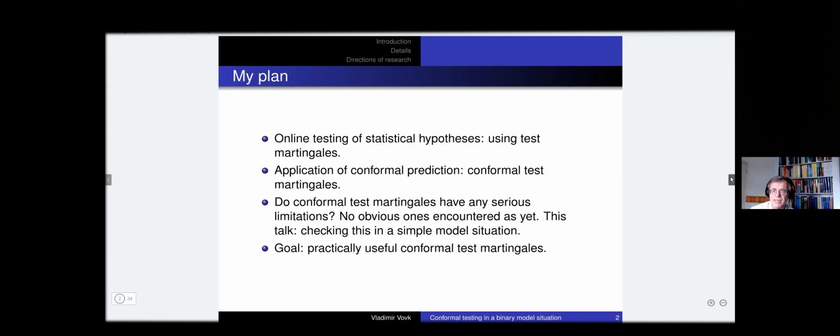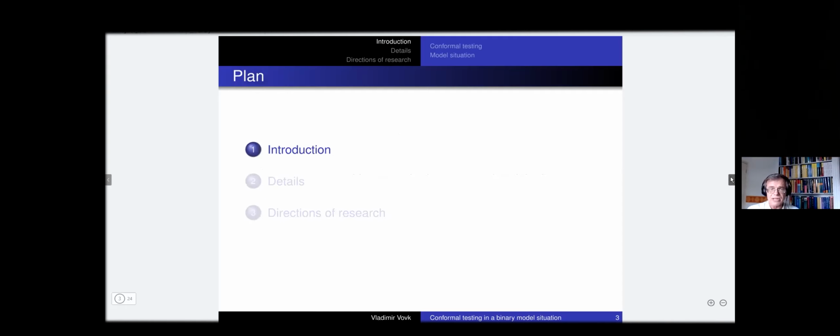The goal here is to design practically useful conformal test martingales. But in this talk, I will be mainly considering some very simple situation, and it will be just playing with this notion. But still, probably the ideas that you can come up with in these simple model situations can also be useful in practice. Okay, so let me start.